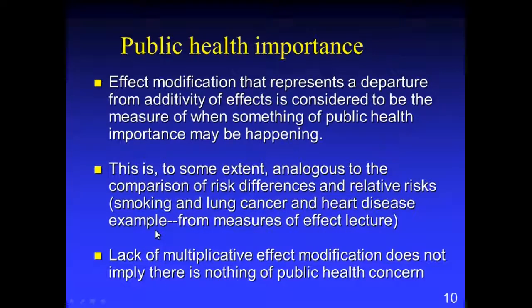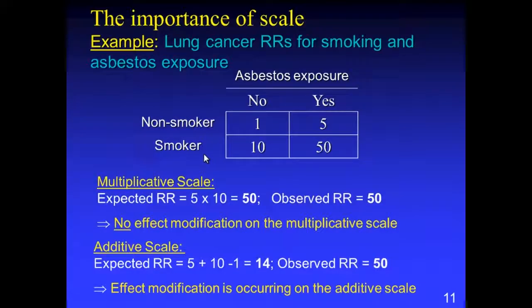So the thing is that we often, in epidemiology, assess effect modification on a multiplicative scale, and we say, oh, well, there's no evidence of multiplicative effect modification, but in fact that doesn't really mean there's nothing of public health importance, because if we're simply observing the expected value on a multiplicative scale, then that could be quite a lot of additional risk. So that's why it's important to assess things on an additive scale, not just a multiplicative scale.